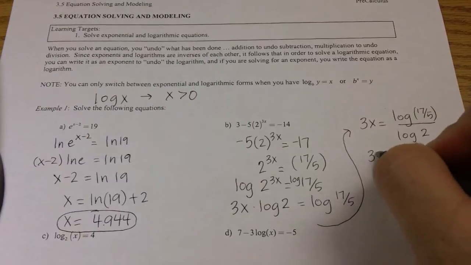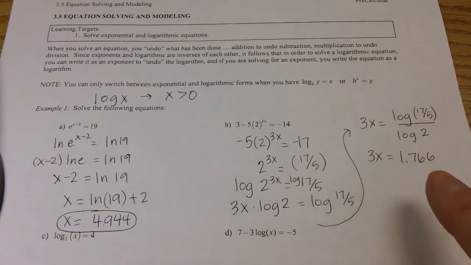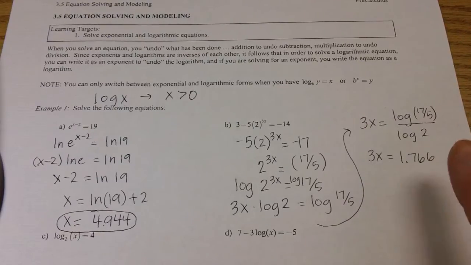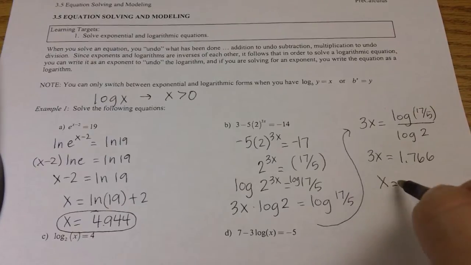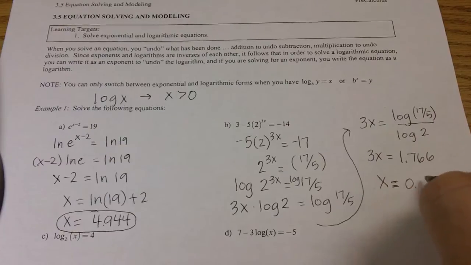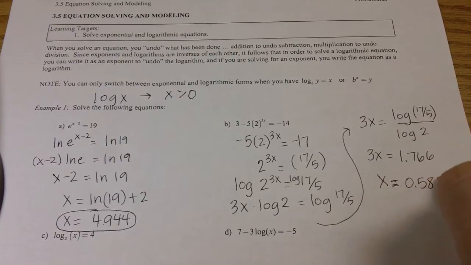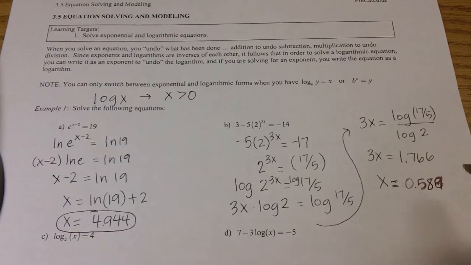When you plug that into your calculator, you're going to get 1.766, and you should either store this value or immediately go ahead and divide by 3 in your calculator so you get the exact decimal. It's very important that you have the exact decimal on your test or a quiz. That should be 0.589.